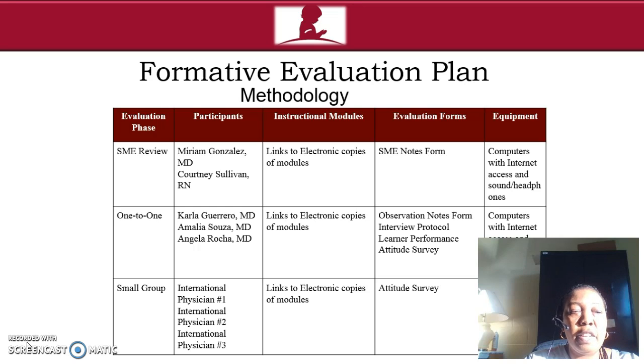Here you can see the methodology used for the formative evaluation plan. We have a subject matter expert review, which consisted of one physician and one nurse. Next, we have the one-to-one evaluations, which were conducted with 3 visiting MDs from St. Jude Children's Research Hospital's international sites. And finally, we have the small group. In the small group, we had the modules evaluated by 3 physicians at their international sites.